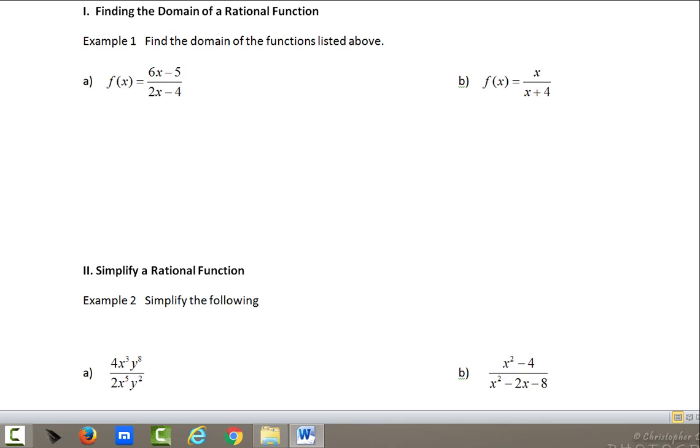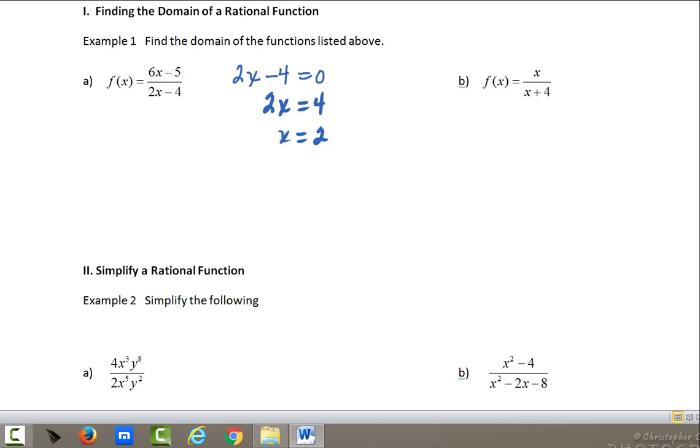For a rational function, we start off by saying the domain is all real numbers except, and our job is to find out what that exception is. That exception is the value of x that's going to make the denominator equal 0. So we'll set that denominator equal to 0. We'll take 2x minus 4, set it equal to 0, and solve it. We'd have 2x equals 4, or x equals 2.